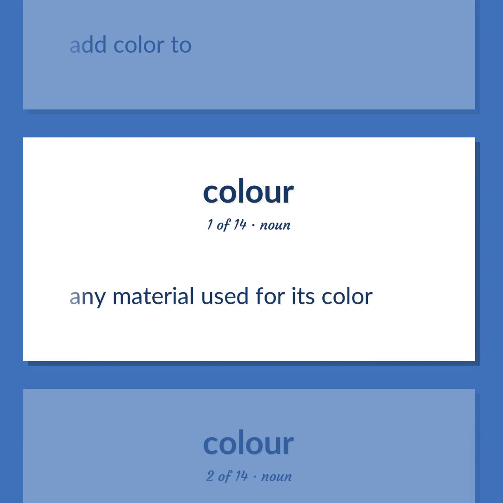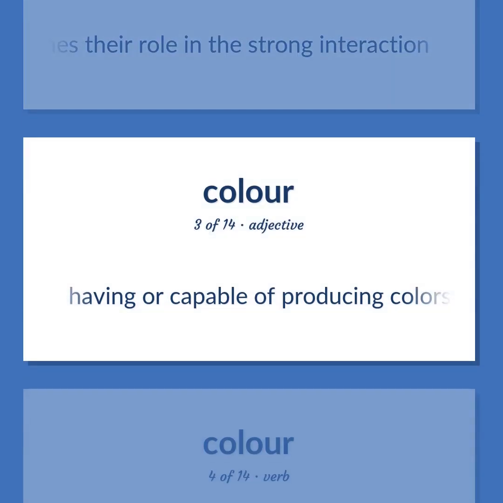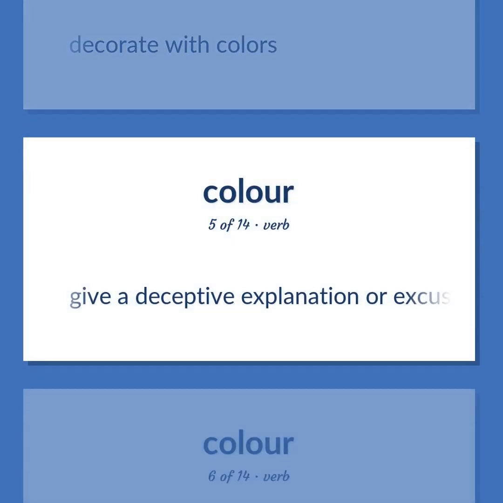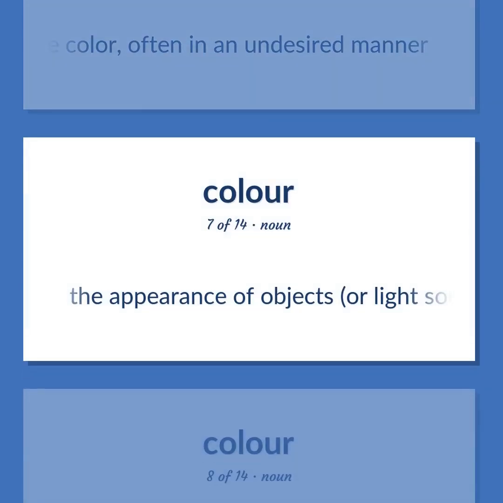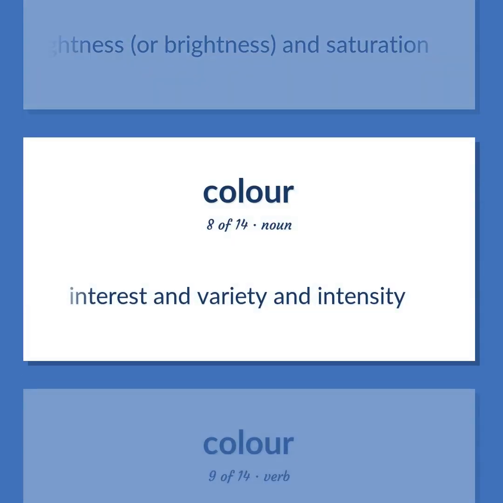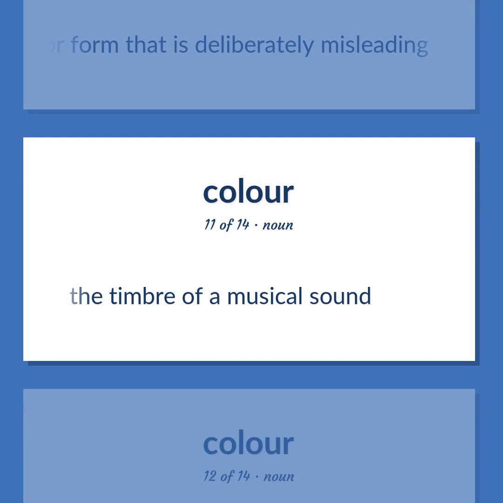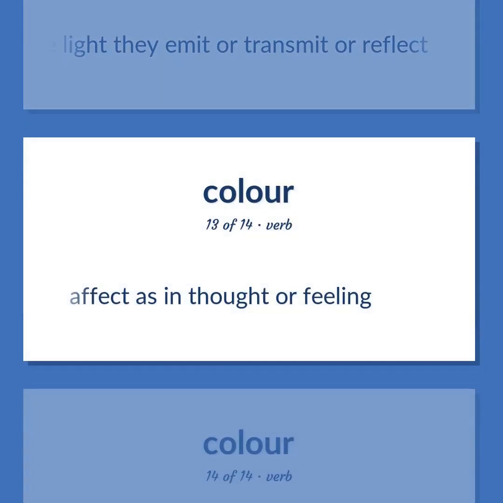Any material used for its color. Physics, the characteristic of quarks that determines their role in the strong interaction. Having or capable of producing colors. Decorate with colors. Give a deceptive explanation or excuse for. Change color, often in an undesired manner. The appearance of objects, or light sources, described in terms of a person's perception of their hue and lightness, or brightness, and saturation. Interest in variety and intensity. Modify or bias. An outward or token appearance or form that is deliberately misleading. The timbre of a musical sound. A visual attribute of things that results from the light they emit or transmit or reflect. Effect as in thought or feeling.